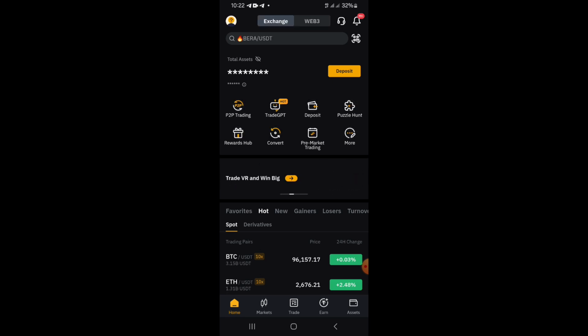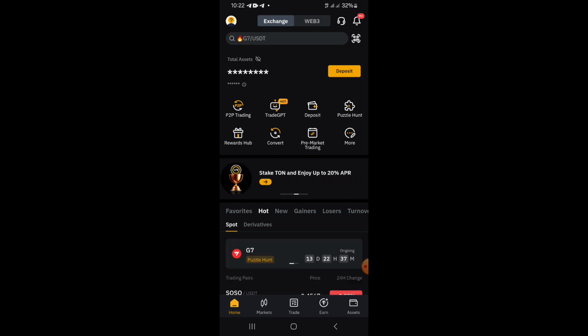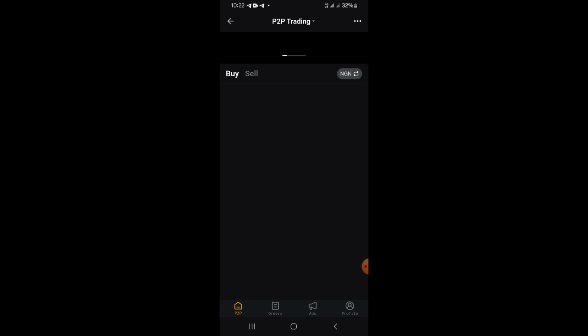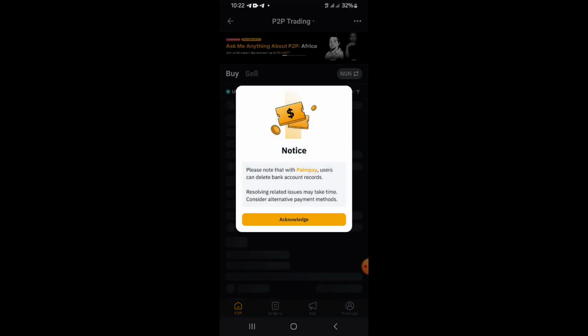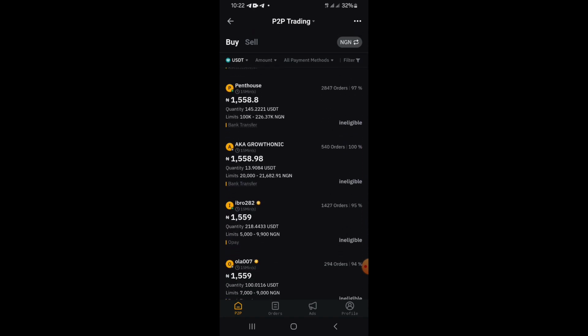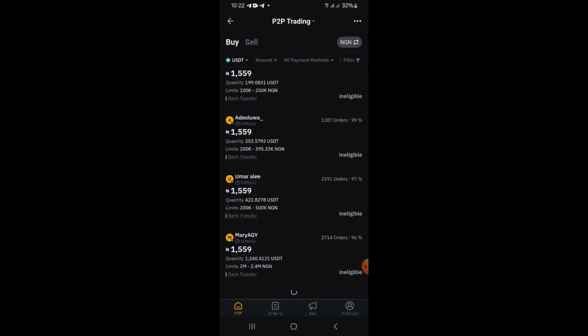What you will do is click on P2P trading. You see the P2P trading, so click on it. Once you click on it, it will bring you to the buying opportunities, where you will see some people that posted their ads. Some are ineligible because the price has changed. You will scroll down and see some that you can buy crypto from.